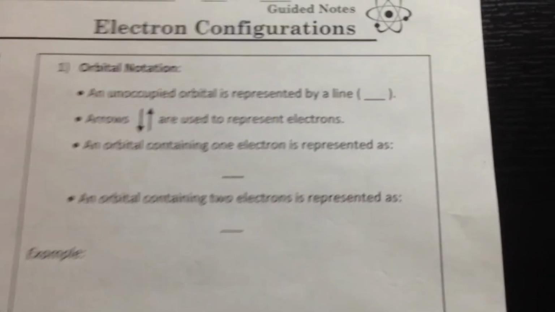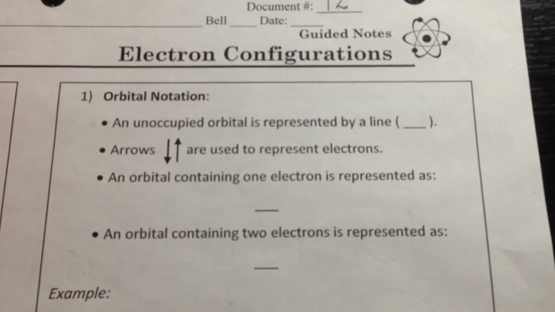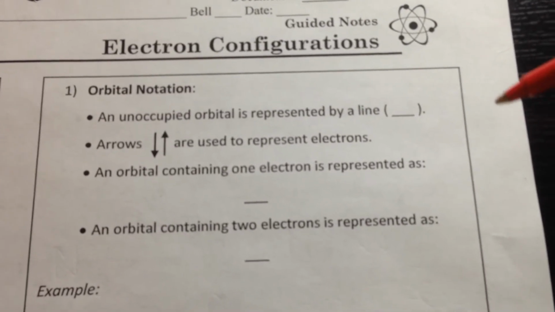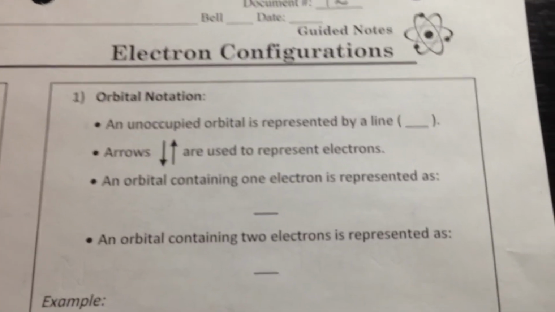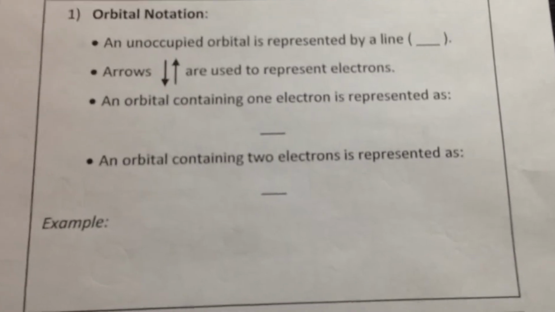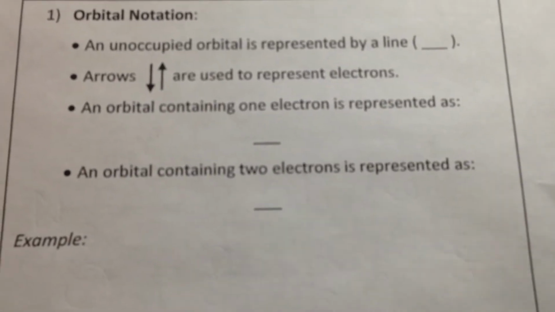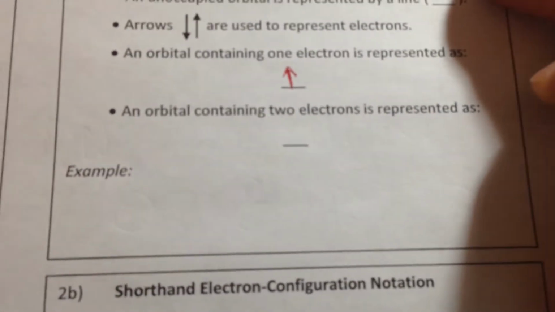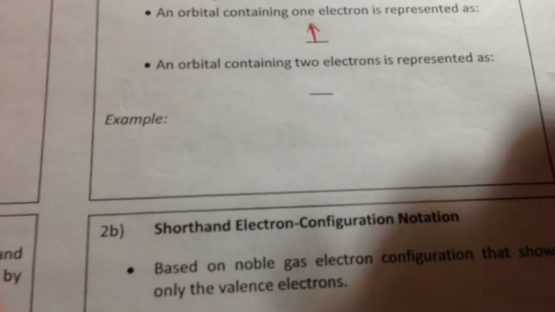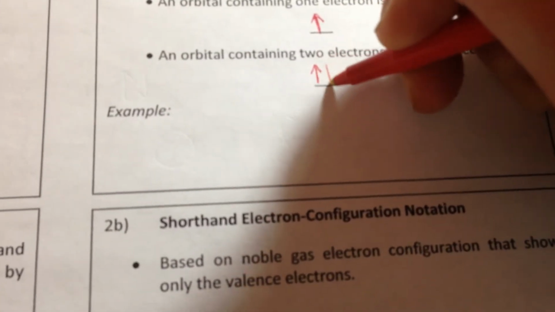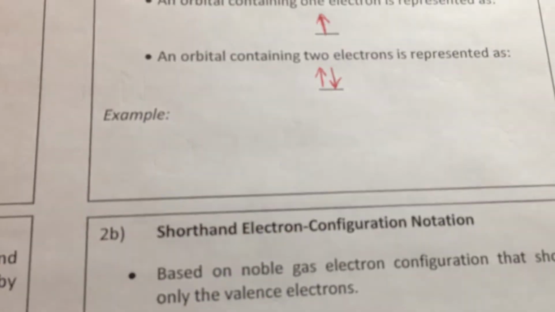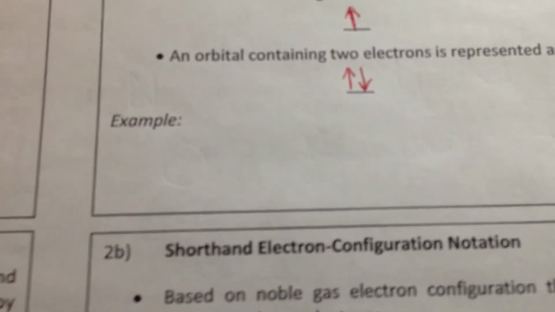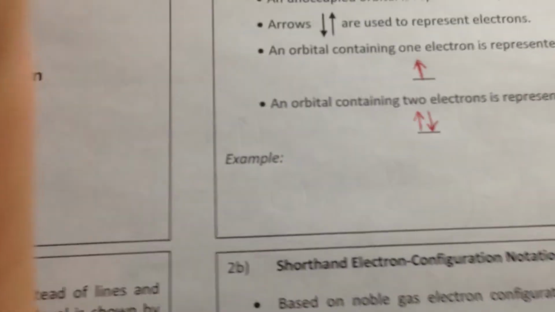So just as a reminder of what orbital notation is, remember we were using these lines to represent orbitals, and then we use the arrows pointing up and down to represent electrons. An orbital that contains only one electron would be represented by just putting one arrow on that line. And if an orbital contains two electrons, we had to then follow Pauli's rule, which states that electrons could only occupy the same orbital if they have opposite spins. Okay, so we've done many examples of this orbital notation.